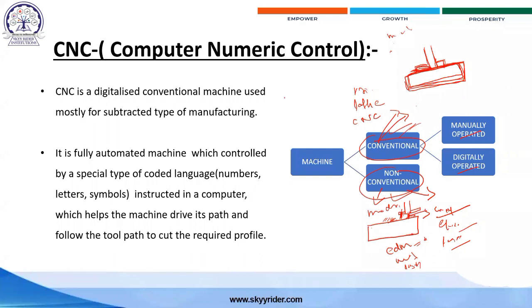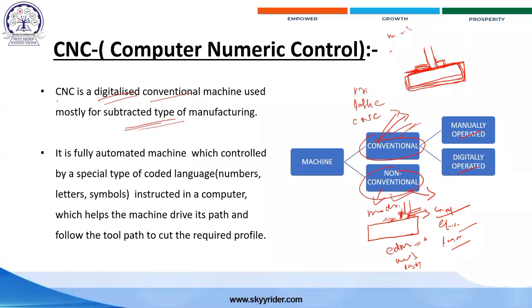Okay, so that is the reason CNC is called digitalized. Okay, because all the parameters are given to the computer. That is why it is digitalized. Then conventional machine, it comes under the conventional machine in which the workpiece will be touching the tools. Okay, then mostly used for subtractive kind of manufacturing. What is subtractive kind of manufacturing? That means where the material is getting removed. Means from the workpiece the material is getting removed. That is called your subtractive kind of manufacturing.